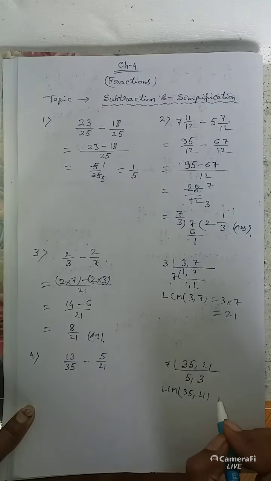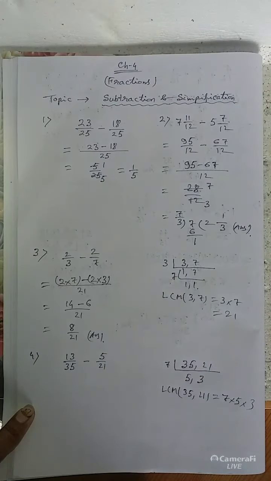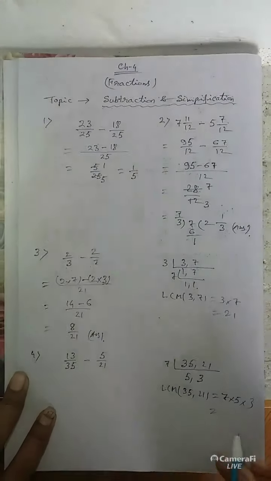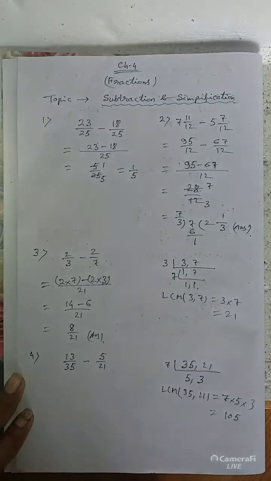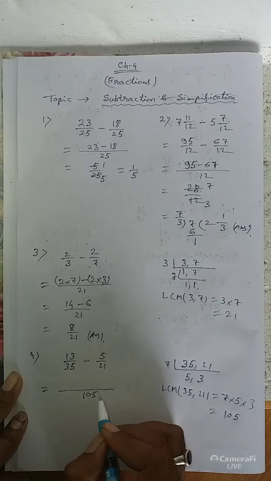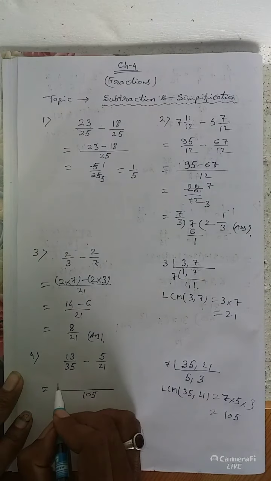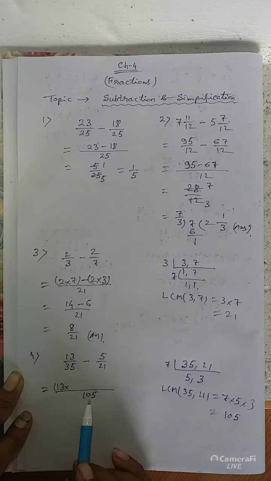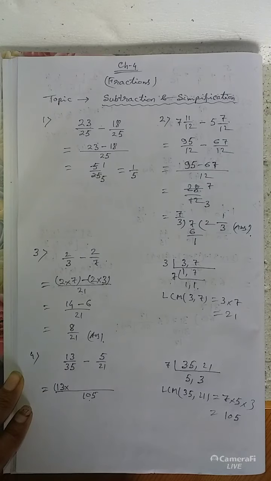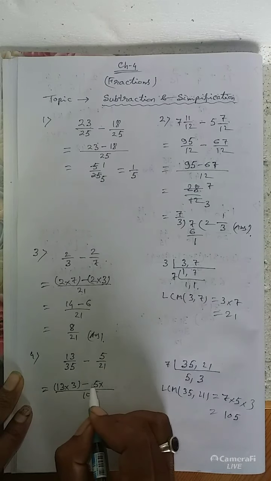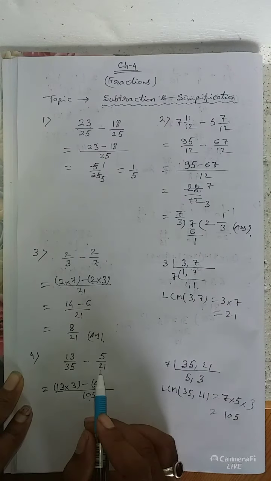35 and 21 becomes the product of 7, 5 and 3. By multiplying we get 7 5s are 35, into 3, 105. So take this LCM as the denominator, 105. Now 13 multiplied by the number, divide 105 by 35. 35 3s are 105, so 3 minus 5 into 105 divided by 21.